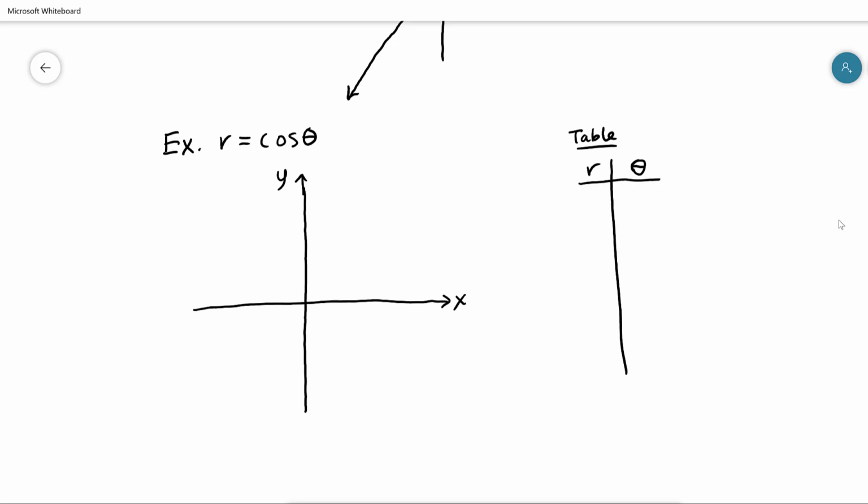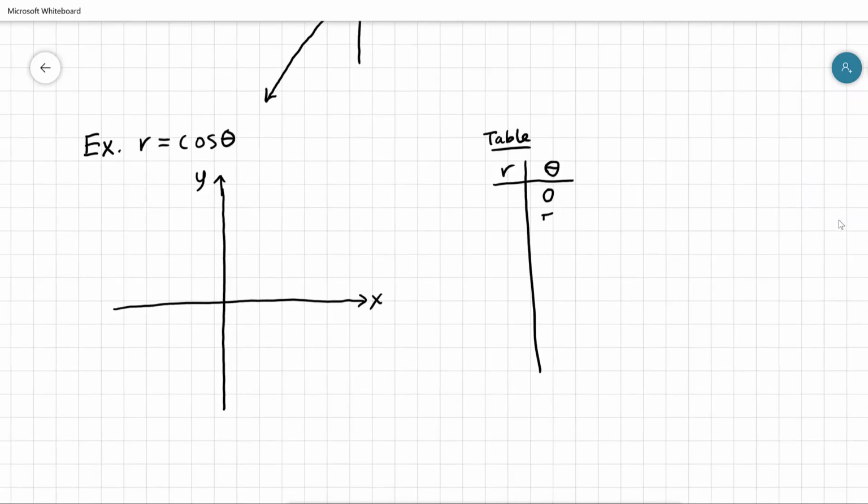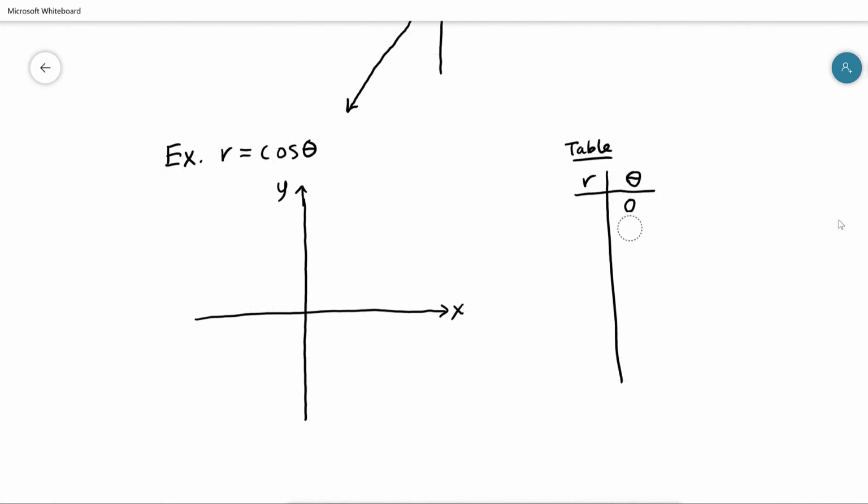And so let's pick some easy values of theta. Let's do 0, pi over 6, pi over 4, pi over 3, pi over 2, all the ones we know from the unit circle, and we can continue on if necessary beyond that. So if I take the values of theta in this table and plug them into our equation, what value of r do they spit out?